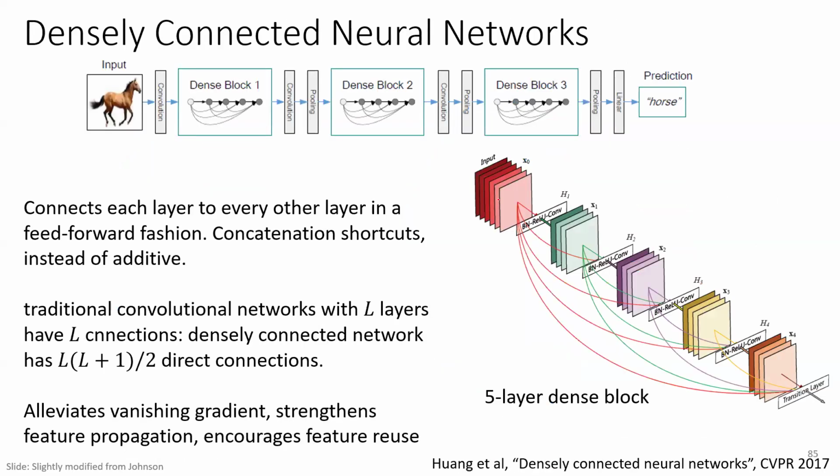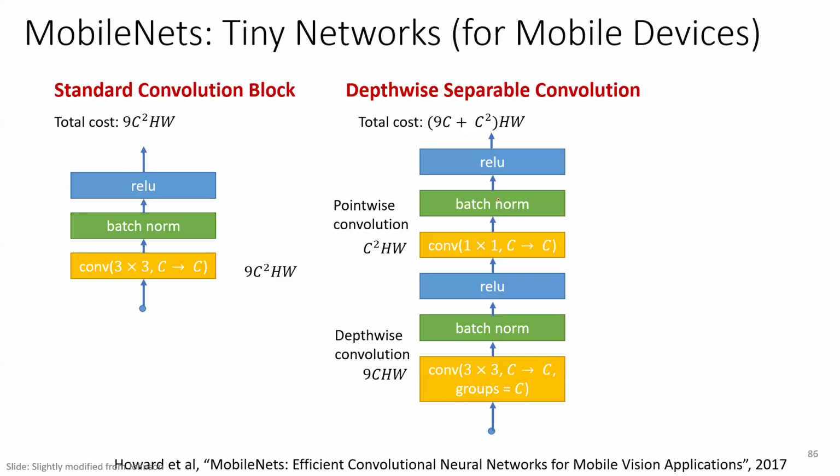Then densely connected neural networks came in 2017 also. And then MobileNets, tiny networks for mobile devices, so embedded systems. So you can see in this one, depth-wise convolution is used. What that means is the number of groups is equal to the number of channels. We said that when the number of groups is equal to the number of channels, we call it depth-wise convolution, less computationally expensive.